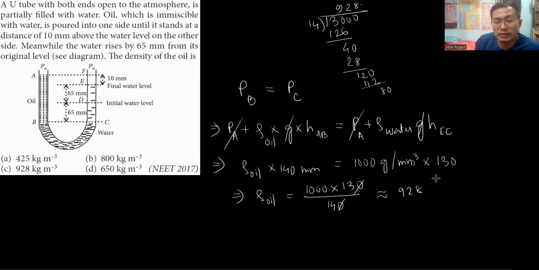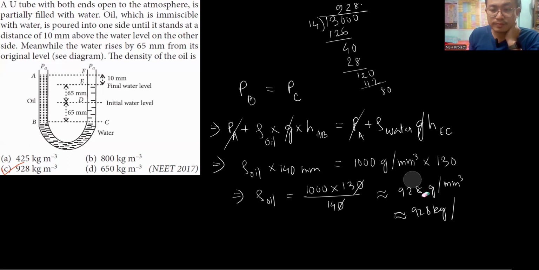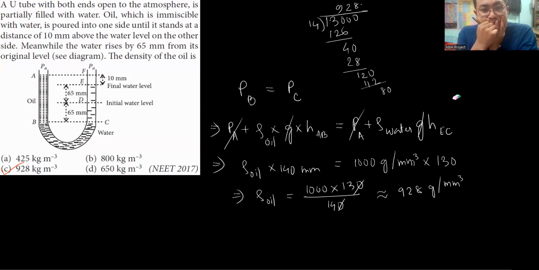In gram per millimeter cube or gram per millimeter cube, so cc, it won't make any difference. 1000 meter cube, kg, but I get 98, 98.